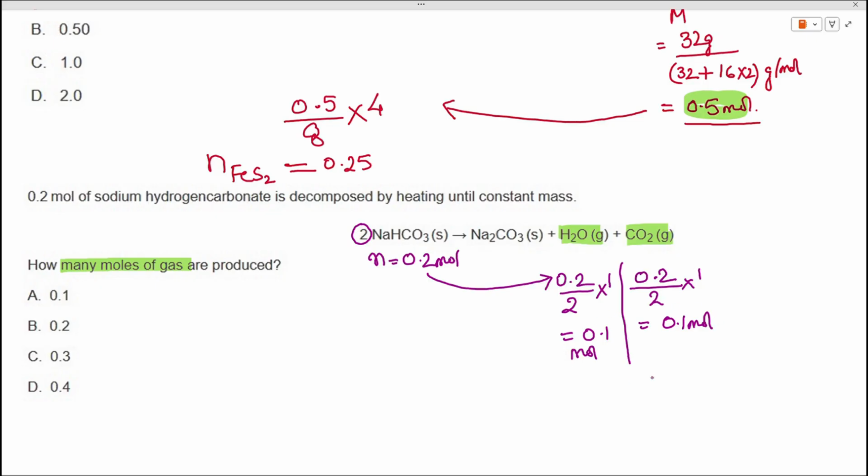And now for the total number of moles, it's going to be 0.1 plus 0.1, which is 0.2 moles of the gas produced. So the right option is option B.